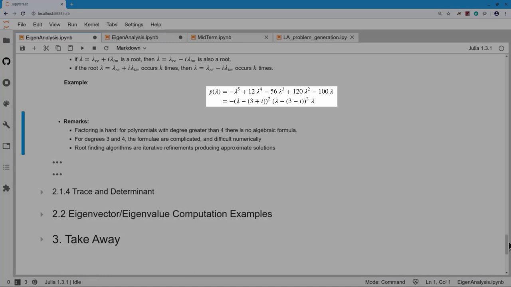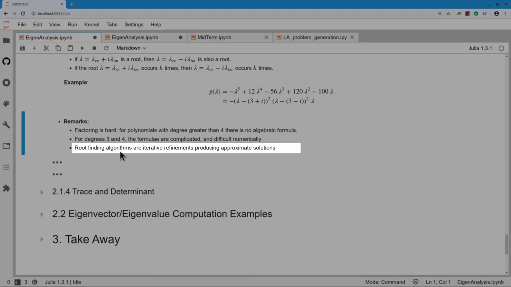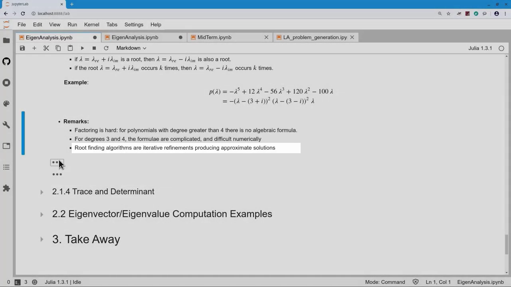Now, I already hinted that what I did is I took my solution and I multiplied it out to get the original polynomial. The reason I did that is because factoring is actually a very hard problem. For polynomials with degree 5, there's no algebraic formula anymore. And for degrees 3 and 4, the formulae are quite complicated. If you try to plug numbers in, they turn out to be very difficult numerically. It's very easy to get, quote, solutions that are very far from what the actual solution should be. So root-finding algorithms, trying to factor a polynomial, have to result in approximate solutions, and there are all sorts of iterative refinement methods to find roots.